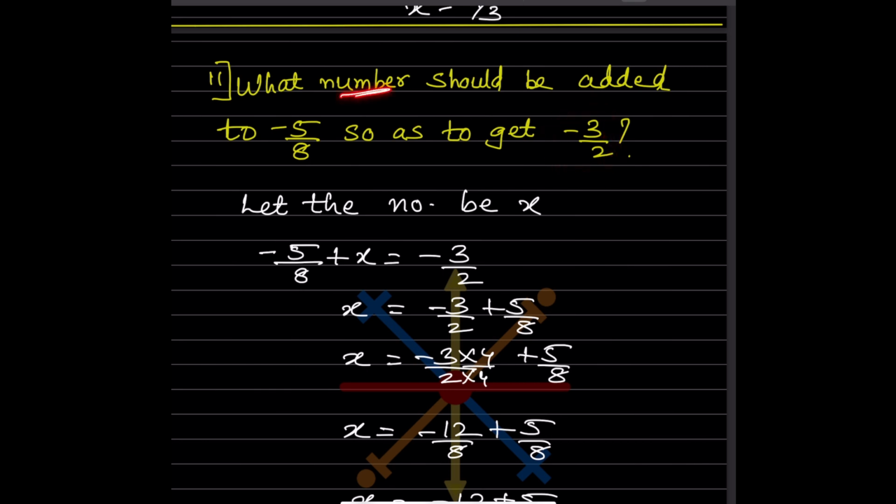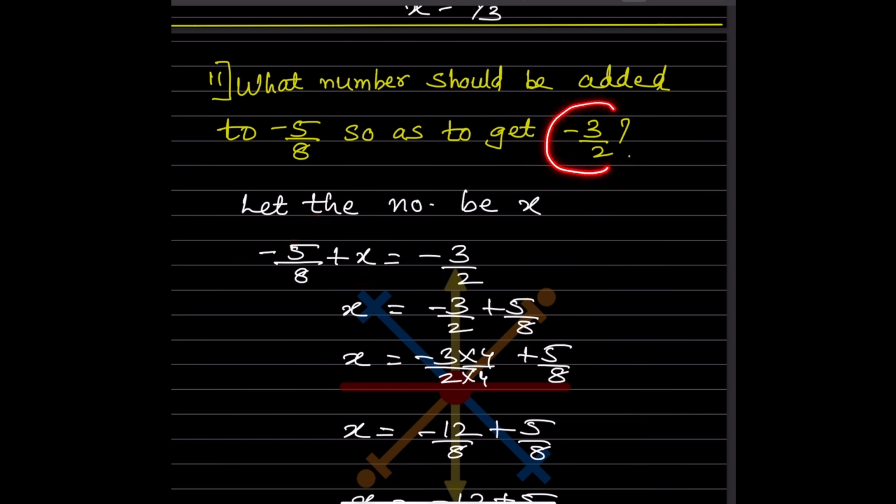So what number, we don't know, so let the number be x. What number should be added to minus 5 by 8? So minus 5 by 8 is already there. Now see here, they have said what number should be added, so you are going to add plus x to this. So first write minus 5 by 8 and then write plus x.